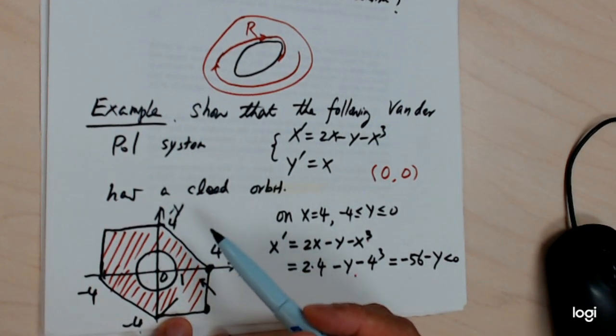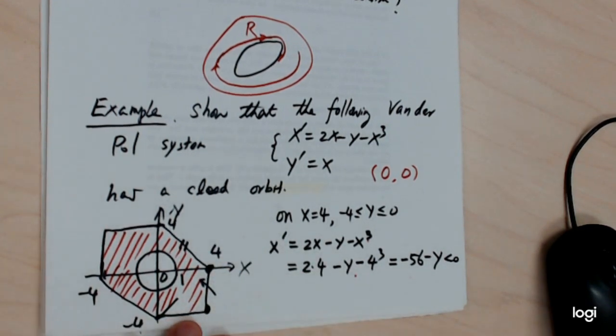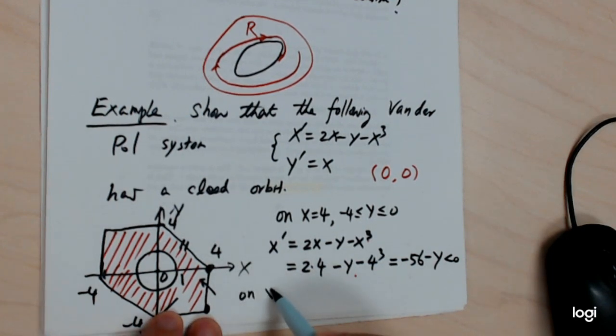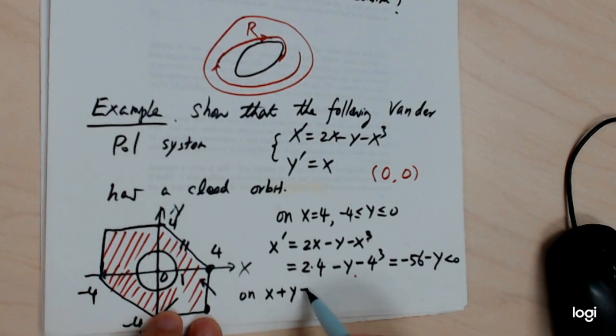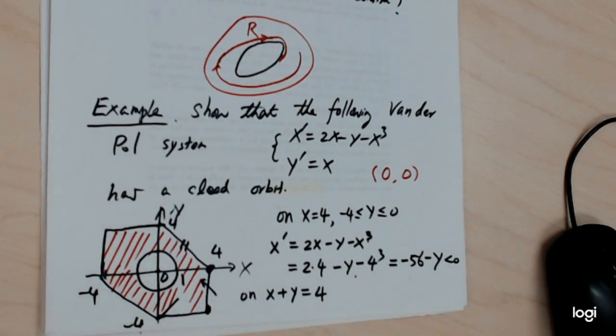Next, I'm going to show you along this edge. The equation for that edge is x plus y equals 4.